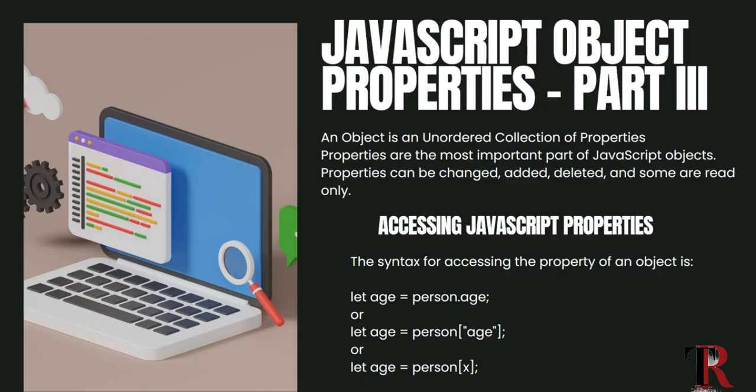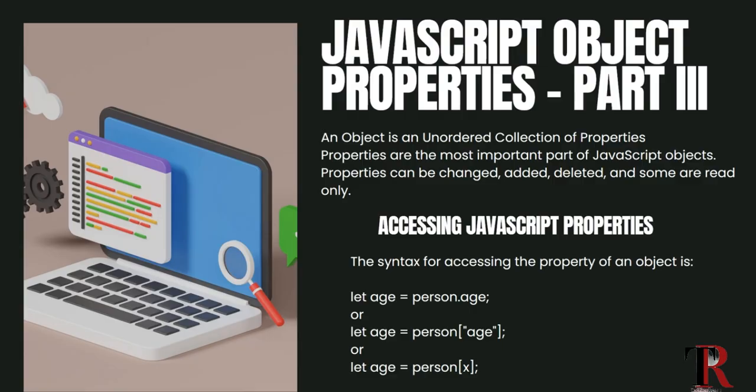Now, accessing JavaScript properties. When you have your property, how do you access it? How do you access the property of an object? How do you access the key value pairs declared in your object? There are two ways by which you can do this, but the second way can be done in two other different ways, which is why you are seeing something like three different ways on my screen.